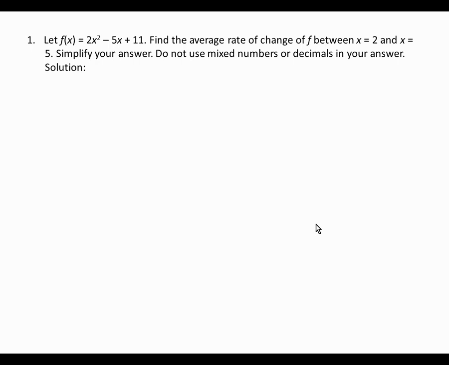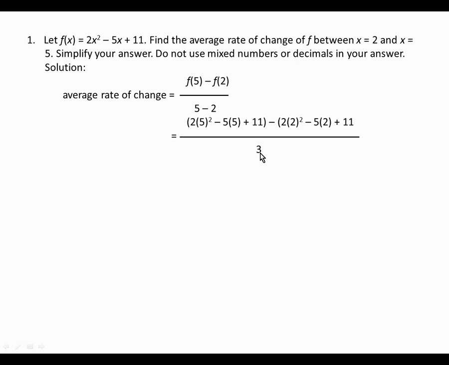I'm going to try this without a calculator. Okay, the average rate of change is going to be f of 5 minus f of 2 all over 5 minus 2. Okay, 5 minus 2 I can do, that's 3. For f of 5, you're going to plug in 5 for the x, and for f of 2, you're going to plug in the 2 for the x. So I did my 5 minus 2 right there.